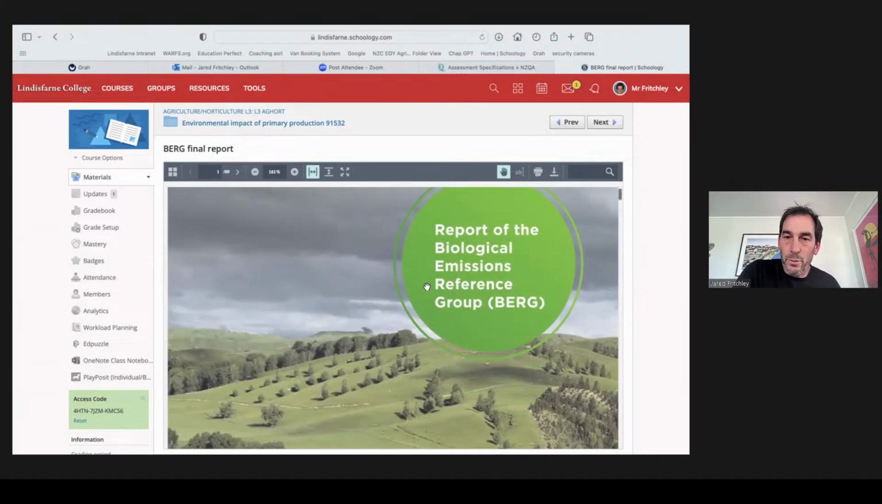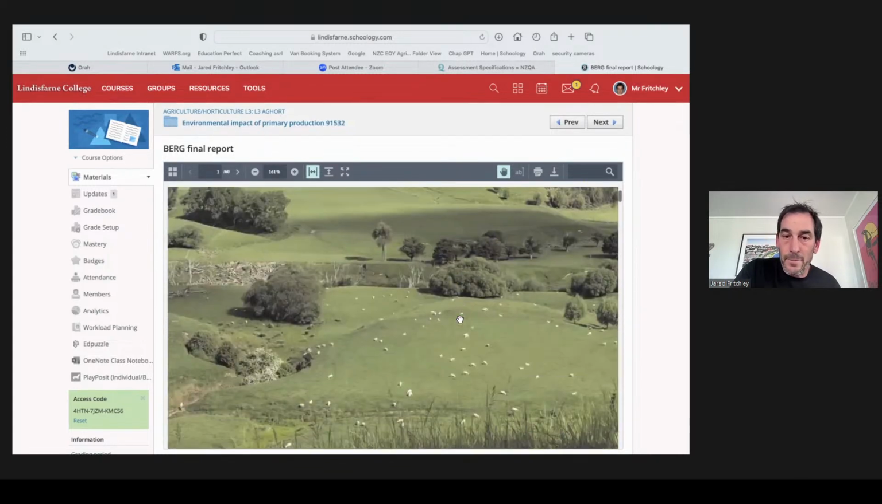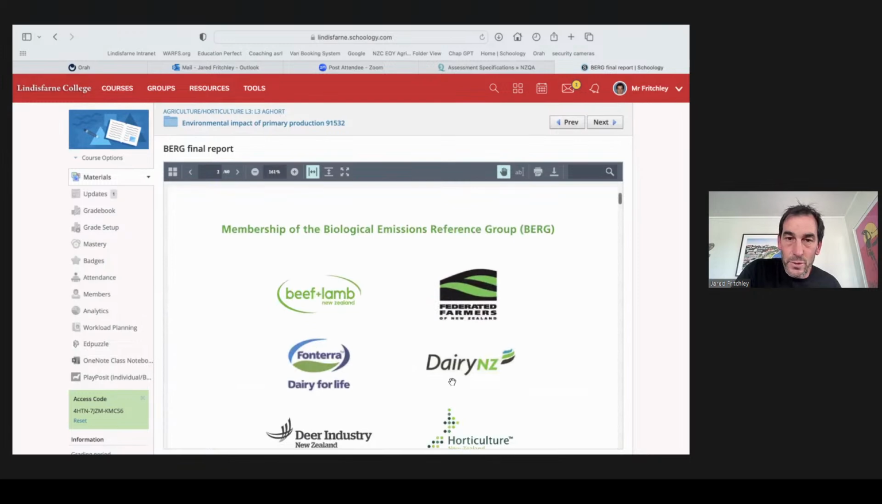Again, I think there's an article before in the Berg group. If not, maybe this was it. A report of the Biological Emissions Reference Group. Great little report. These are the groups that were involved in it. So again, Beef and Lamb, Dairy NZ, who individually on their own websites have some pretty interesting or useful data.